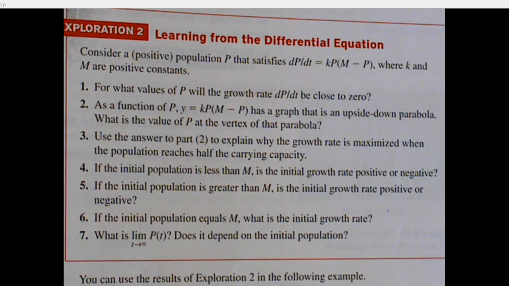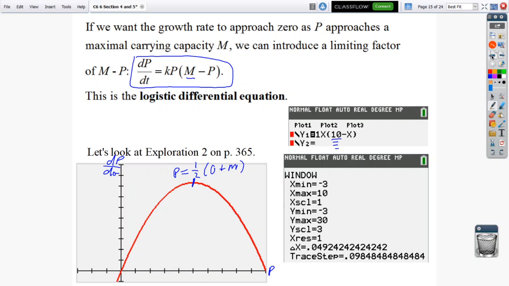Now this next question, number 4, is a little bit harder to understand. If the initial population is less than m, is the initial growth rate positive or negative? Well, what you have to consider is your population can never be negative, right? So again, we're talking about population, so we're only talking about positive populations. Bringing that back to this graph right over here, we're talking about what happens if your population is in between here and here. Now keep in mind, this represents our growth. Our growth in between 0 population and m population, our growth is going to be above the x-axis.